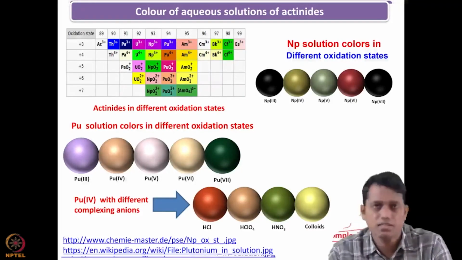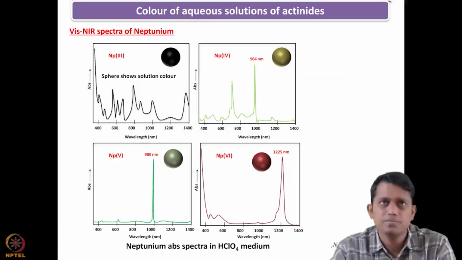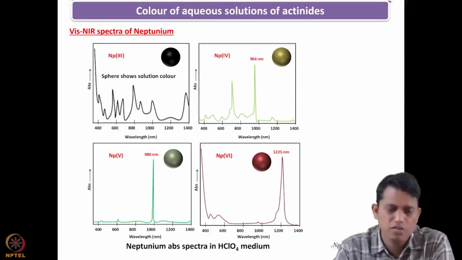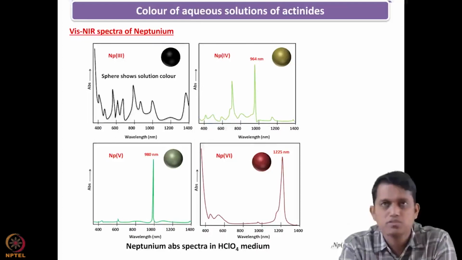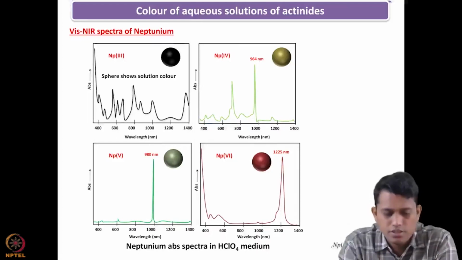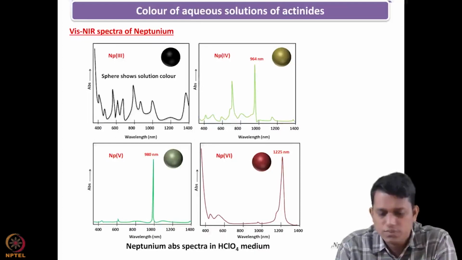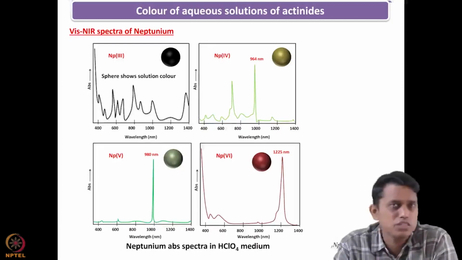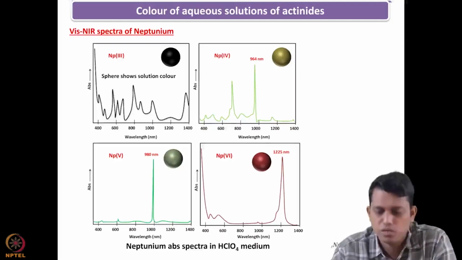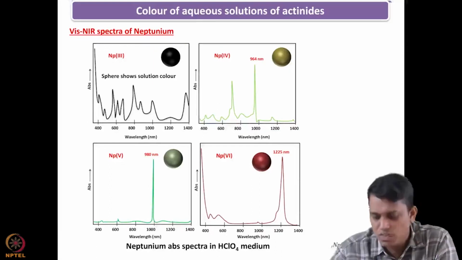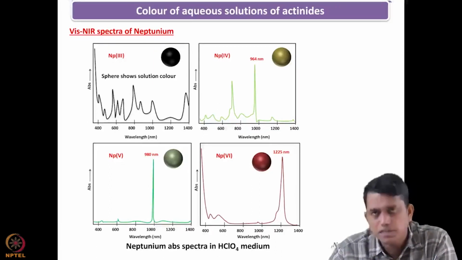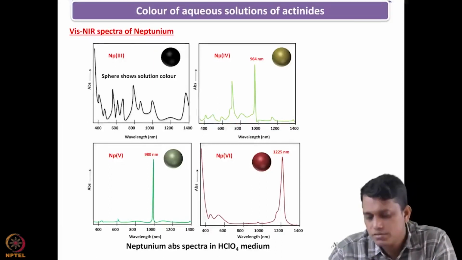If you see the spectra, neptunium 3 will look like this one. Neptunium 4 again looks very different than neptunium 3, then neptunium 5, then neptunium 6. One thing I just want to mention here, if you see the spectra, everybody looks a bit different from the others. Suppose you see neptunium 4, it has 2 peaks. But if you see neptunium 5, it has only 1 peak. And if you see neptunium 6, it has a peak but in the NIR region.